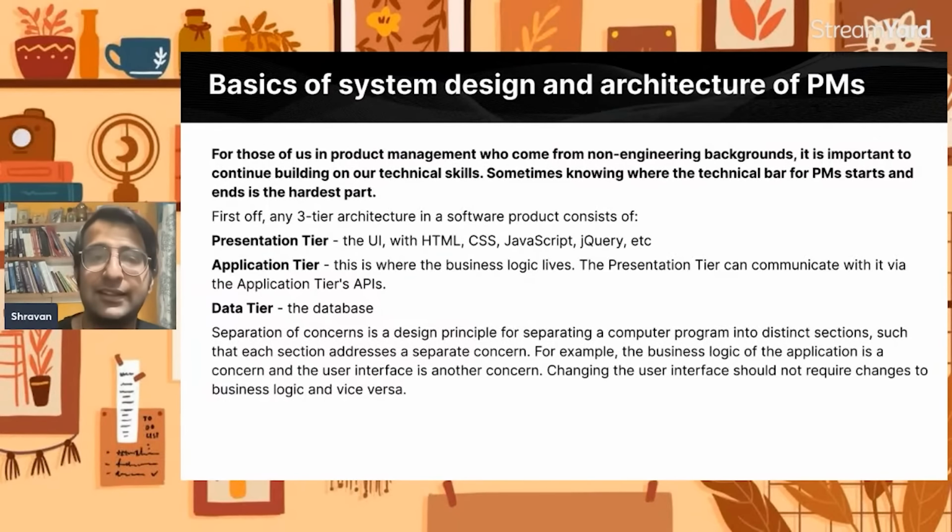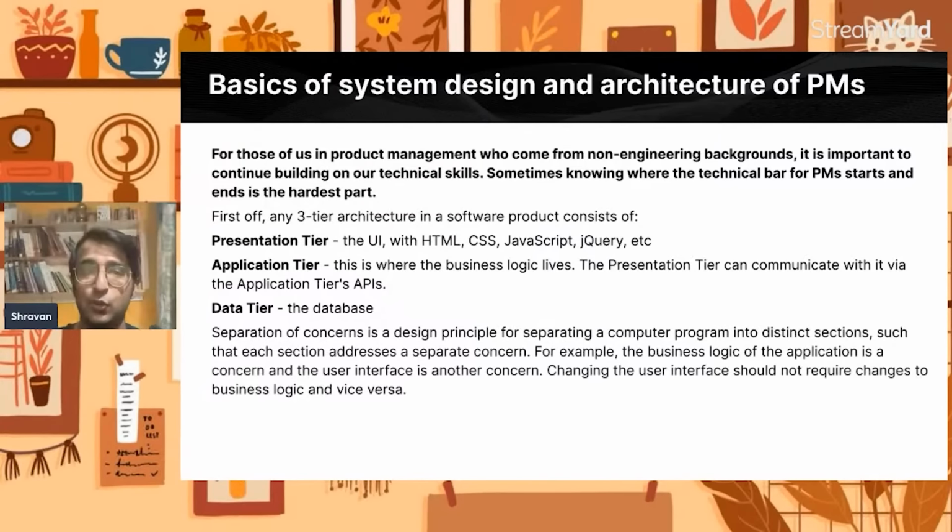Okay, so there is a three-tier architecture that a software product consists of. Number one is called the presentation layer. Second is called the application layer. Third is called the data layer. The presentation layer is typically the UI layer. What I mean by UI is HTML, CSS, JavaScript, jQuery. They all come in the presentation layer, the first layer. Any UI that you see on the app is called the presentation layer.